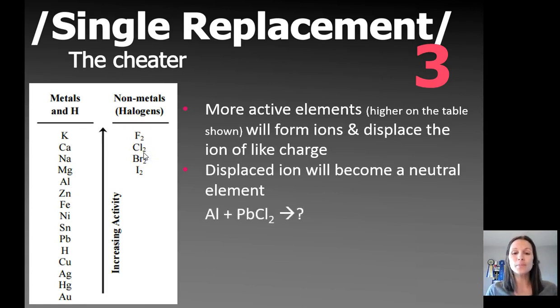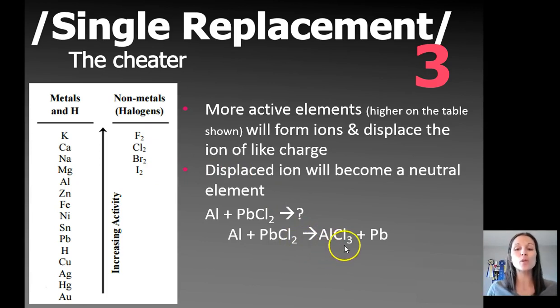If we have aluminum and lead 2 chloride, would that result in a single replacement? Well, we look at that single element that's coming in and recognize that it is a metal. Metals form cations, so we would be looking over here. So we'd find aluminum in our scale, and then we would have to find the other metal, which is lead, and it is further down on the scale. So aluminum indeed is more active, so it would actually displace and replace the lead in the compound. So we would end up with aluminum chloride and lead as our products.